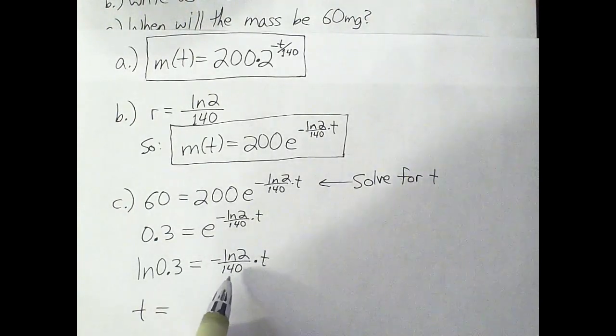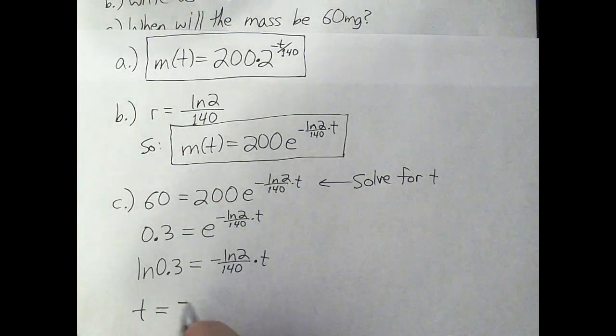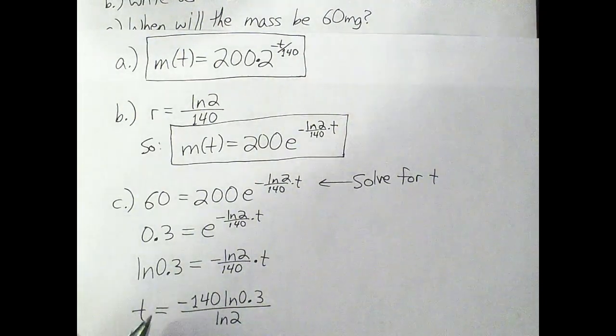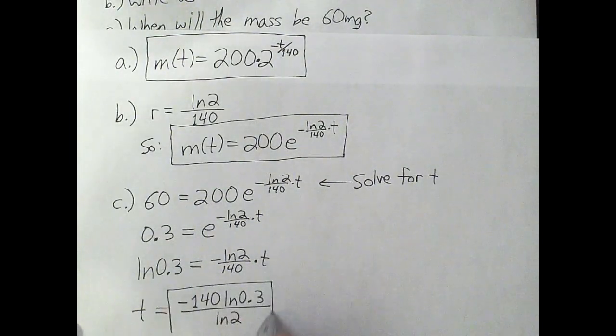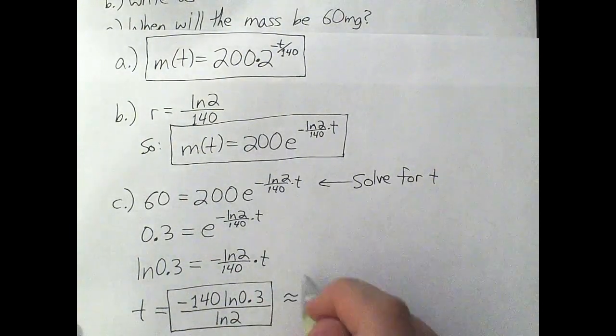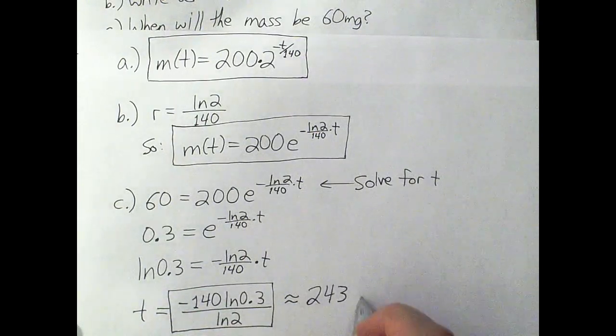Well, we could. But instead of dividing by a fraction, we could multiply by the reciprocal. I prefer that. Multiply by the reciprocal. So negative 140 ln 0.3 over ln 2. And that's going to be my answer. I could get this far without a calculator. I could put a box around it, say that's my answer. But I also found this as a decimal. And I found that this is approximately 243 days.